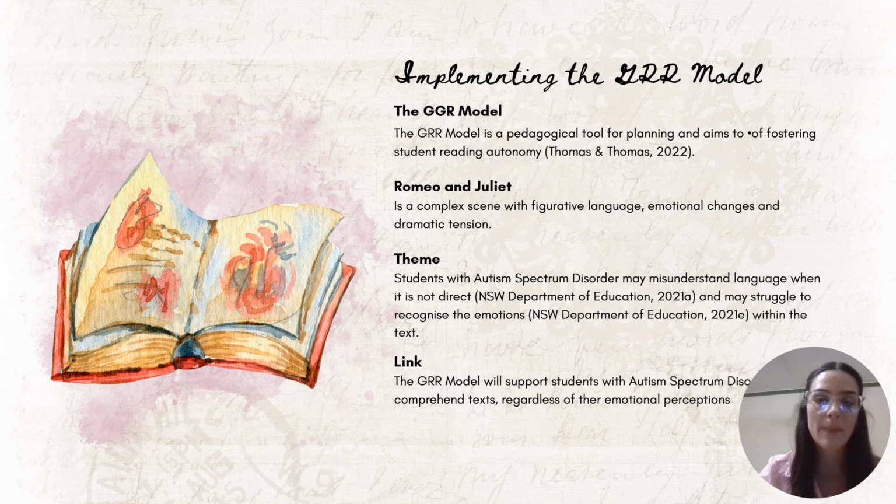Thomas and Thomas explain how the gradual release of responsibility model is an explicit approach to teaching and is a key pedagogical tool for planning with a goal of fostering student reading and autonomy. This is also supported by Thomas and Thomas.